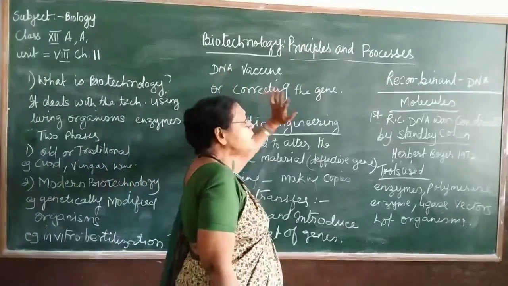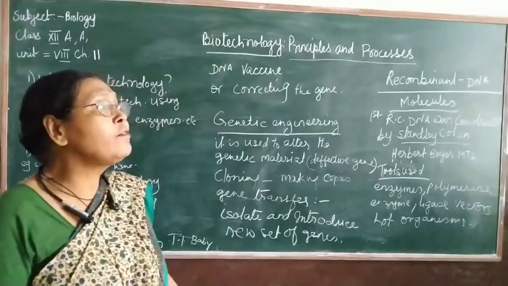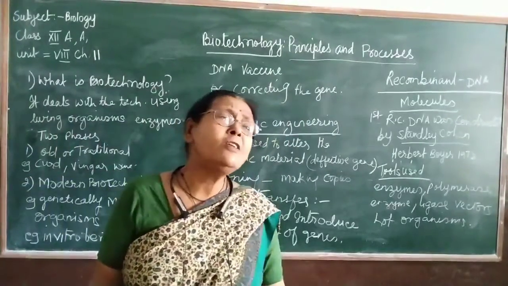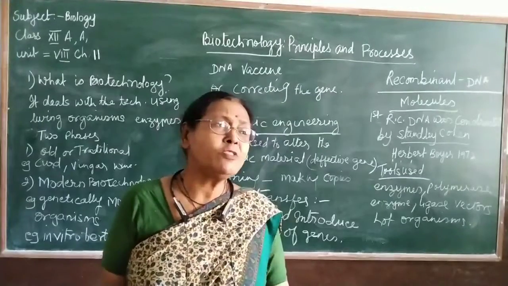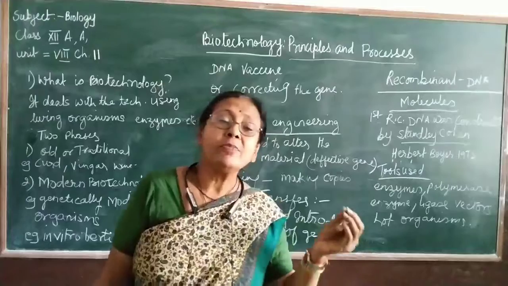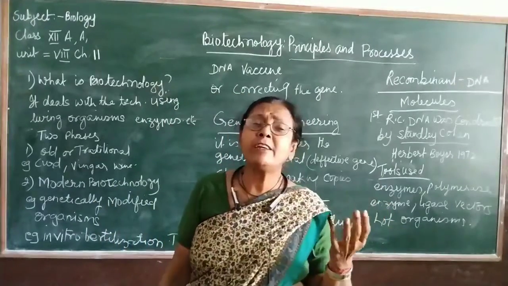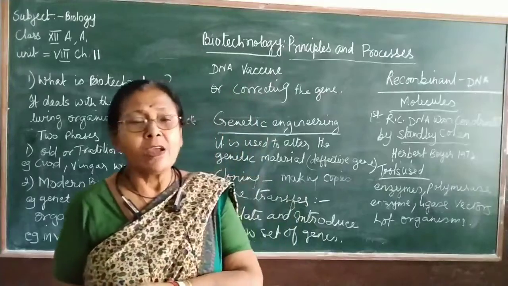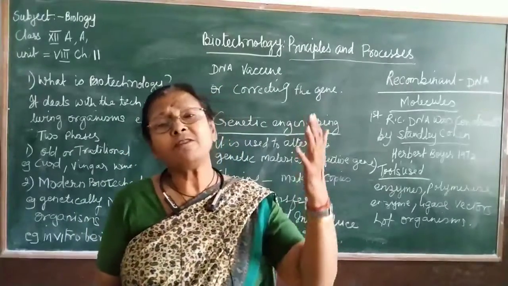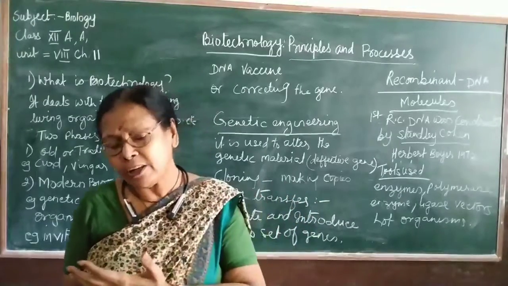Now, correcting the gene. What is this? You must have seen people getting some diseases from their forefathers. Maybe in a family, every child is a blind child. How does this happen? Since ages, their family is getting only blind children. Why?